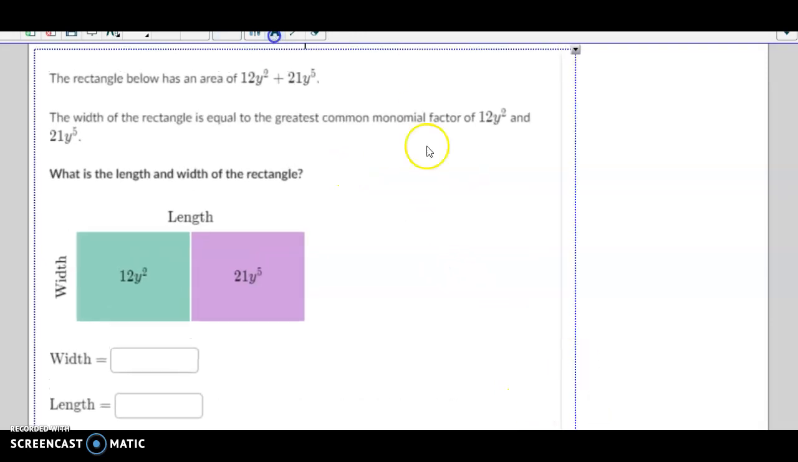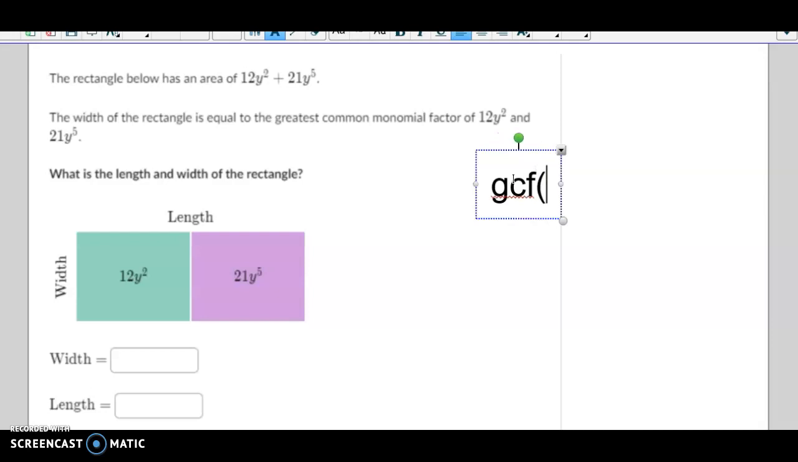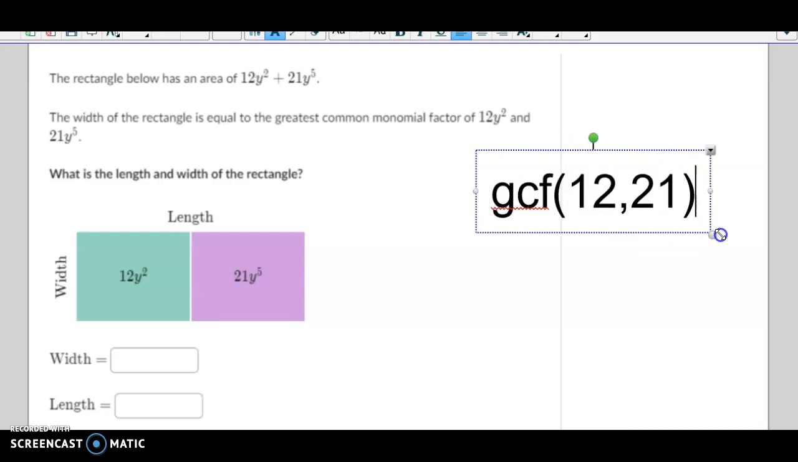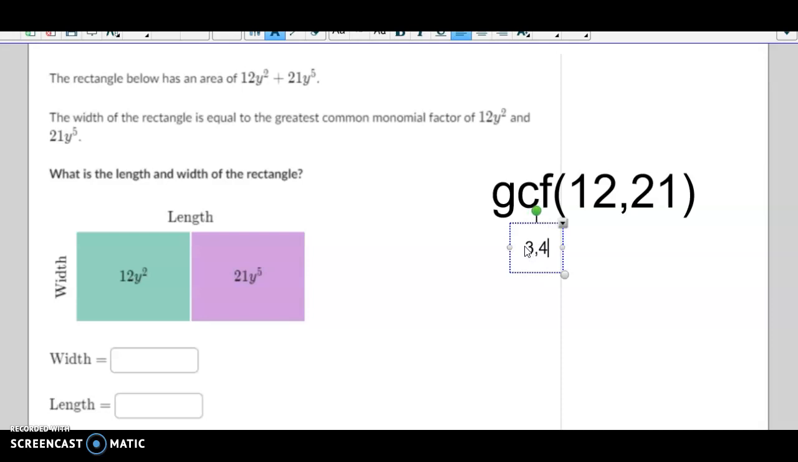We want to find the GCF, the largest number that goes into both 12 and 21. So let's think about the numbers that go into 12. What numbers can you divide into 12? 3, 4, 2, 6, 12. Those numbers all go into 12. And what numbers are going to divide into 21? Let's see, 3 times 7. I can't really think of any other ones. I can think of 21 and 1. So it looks like our GCF for this problem would be 3.